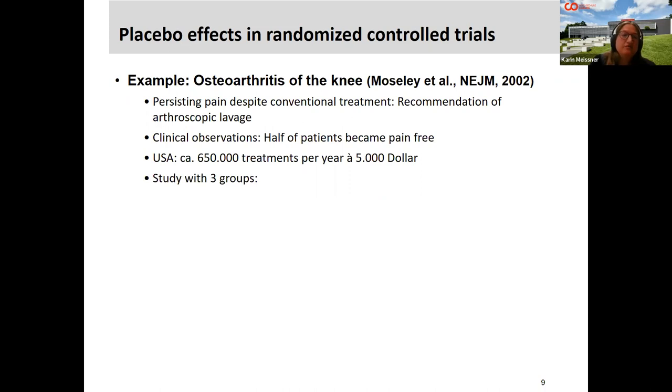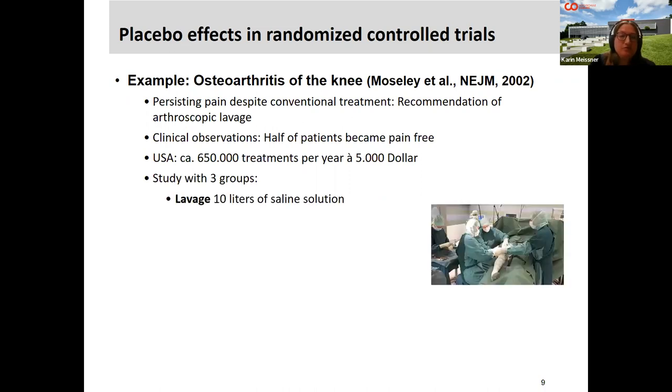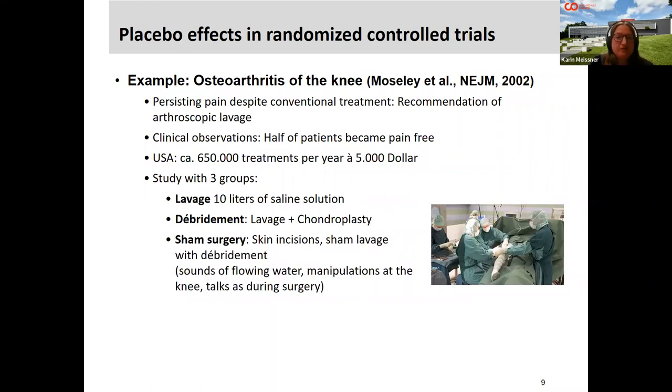They subdivided the patients into three groups, and the first two groups received the active treatment, so either a lavage of the knee joint with 10 liters of saline solution, or, in addition, a chondroplasty, which means to remove some substances from the knee joint to make the joint function more smoothly. And the third group just received a sham surgery.